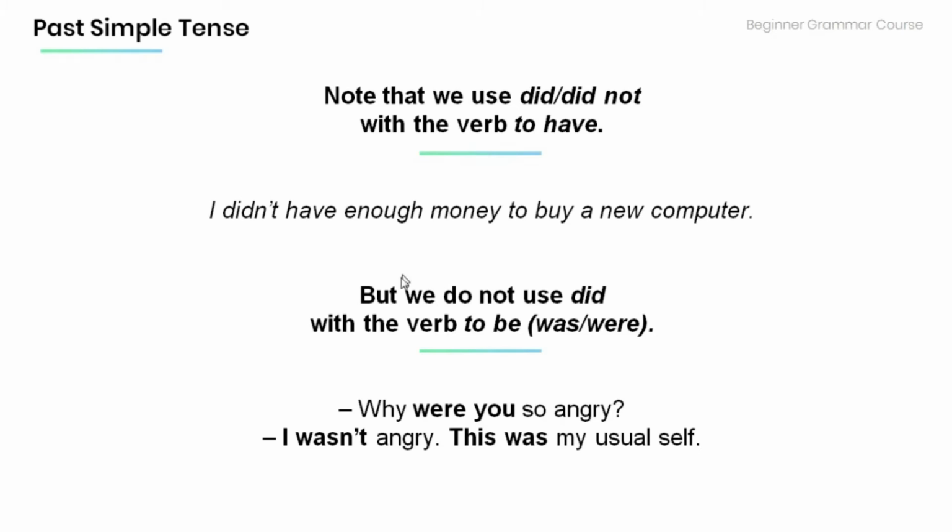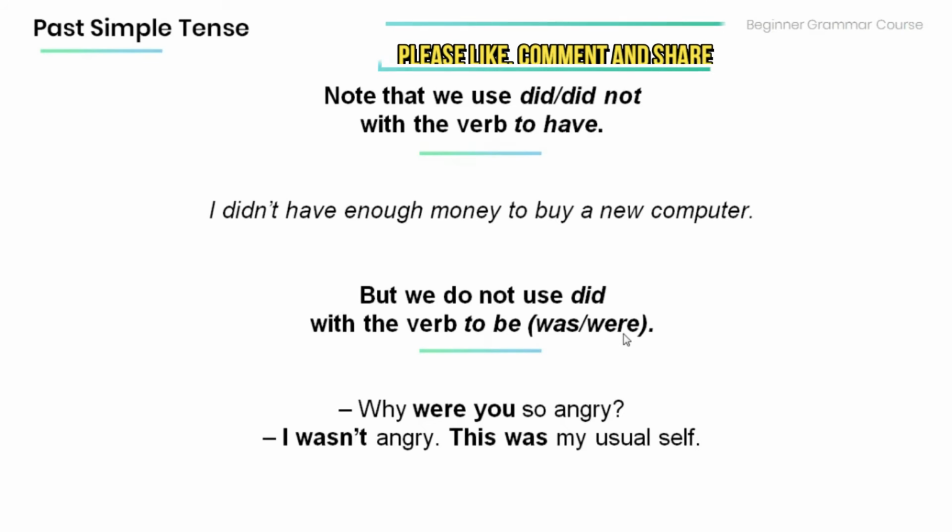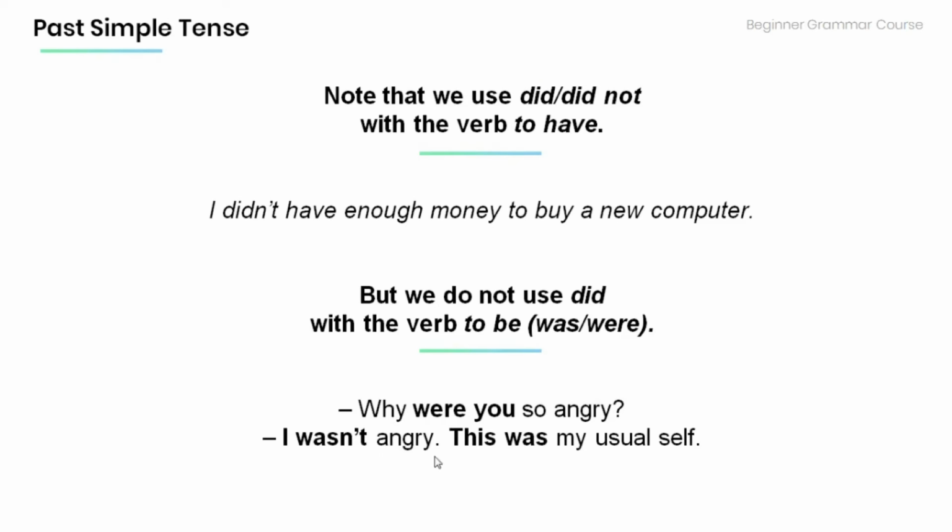But we do not use did with the verb to be, was, or were. Rather, we use it as follows. Why were you so angry? I wasn't angry. This was my usual self.